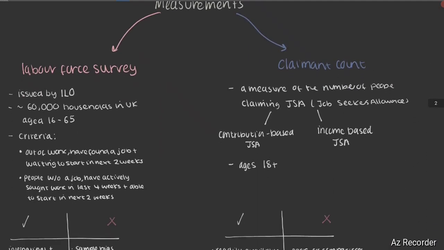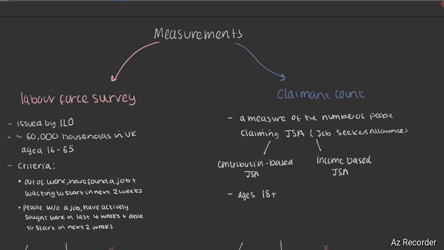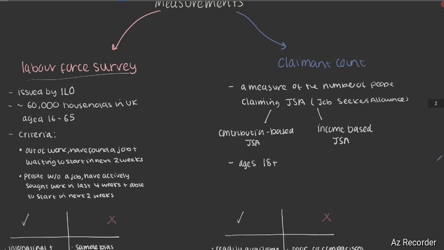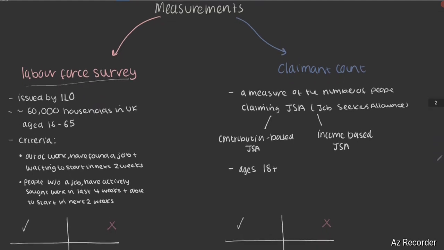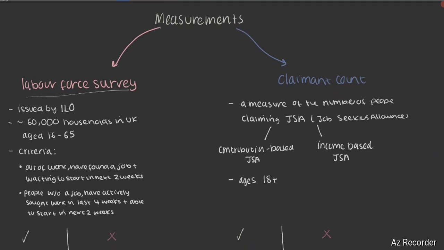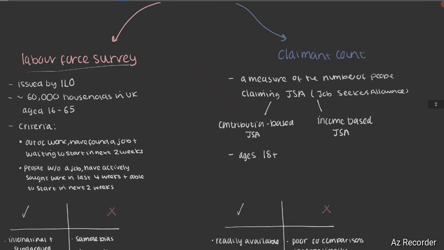So we have the Labour Force Survey and the Claimant Count. The first thing we'll be looking at is the Labour Force Survey. This is a survey, as the name suggests. It's issued by the ILO, the International Labour Organization, and it's distributed to around 60,000 households in the UK aged 16 to 65.